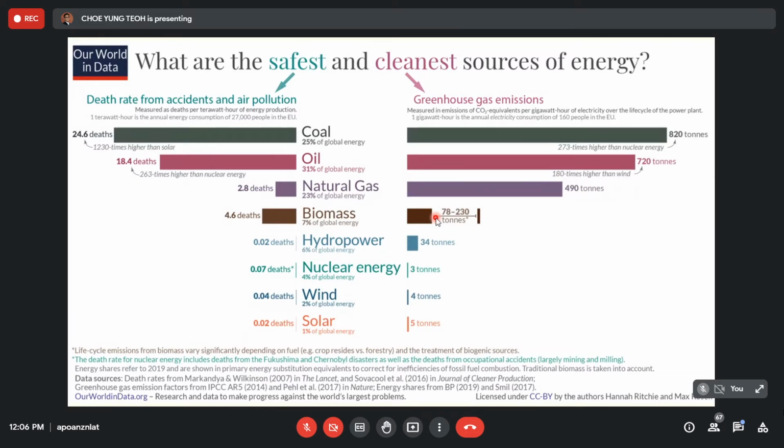Okay. And then the hydropower. Yes, we always say that hydropower is not clean, but you can see that in terms of gas emission, it's only 34 tons. But now they claim that hydropower should be more than the coal power plant, just because it reduces the oxygen generation.